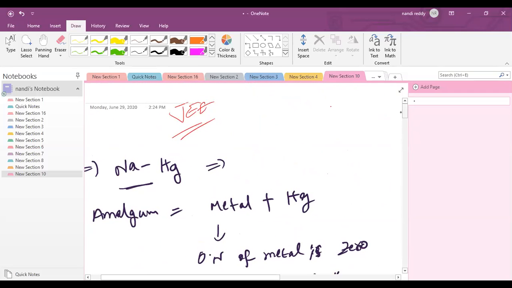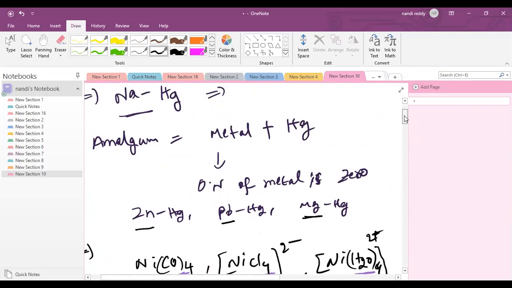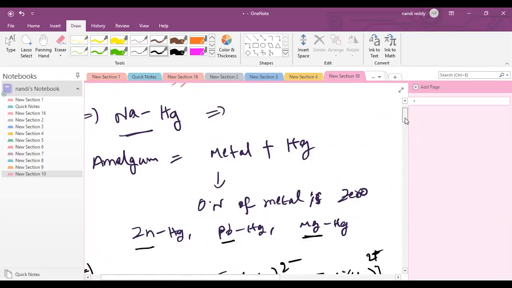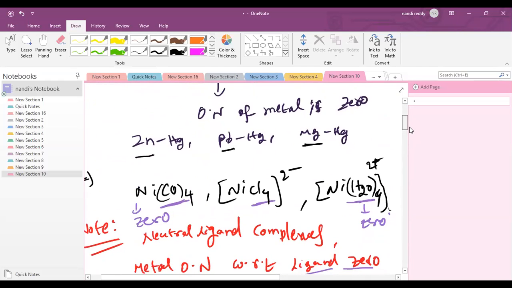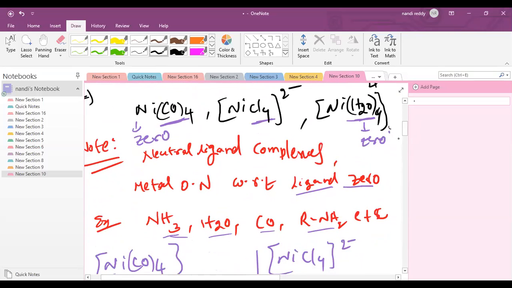From here only I started today's class. Please note down. I think all these things we gave. Try to take screenshots, sir, if possible. For this complex, oxidation number we calculated.